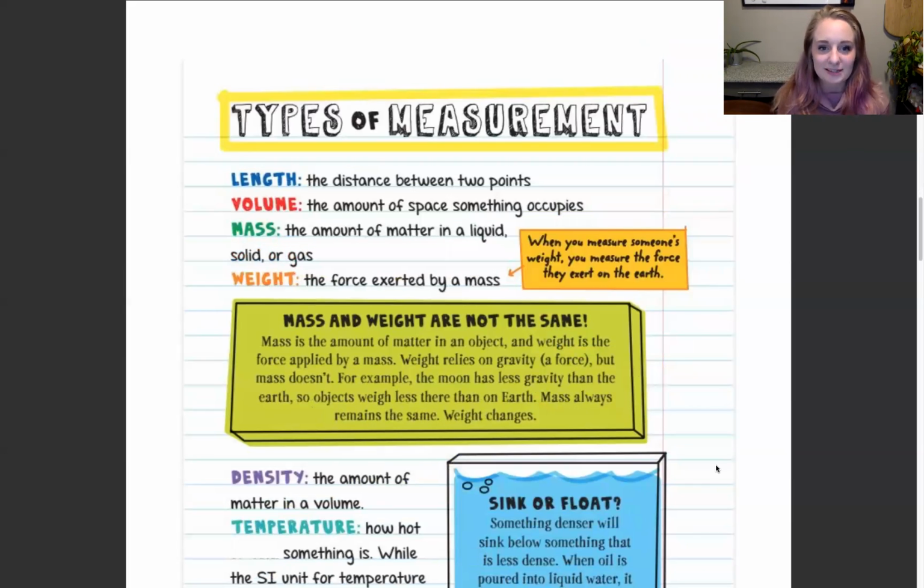Types of measurement. Length is the distance between 2 points. Volume is the amount of space that something occupies. And mass is the amount of matter in a liquid, solid, or gas. Weight is the force exerted by a mass. So remember, this is different than mass. When you measure someone's weight, you actually measure the force that they exert on the earth.